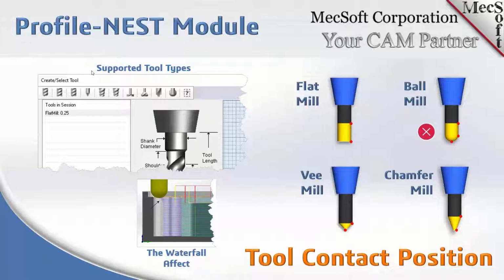And then the supported tool types in profile nesting are listed up here. We have the ball mill, the flat mill, the corner radius mill, or bull mill, a V mill, and we have a chamfer mill, a taper mill, which can have a ball on the end, face mill cutters, dovetail cutters, fillet cutters, lollipop cutters, and then you can also have your custom tool profiles that you can use.